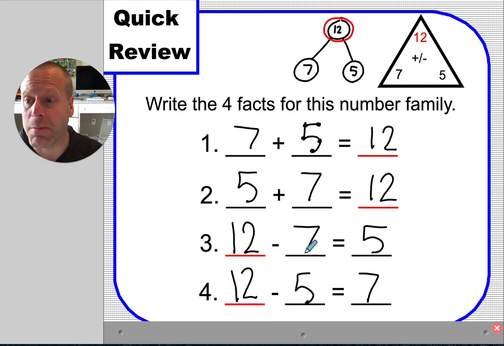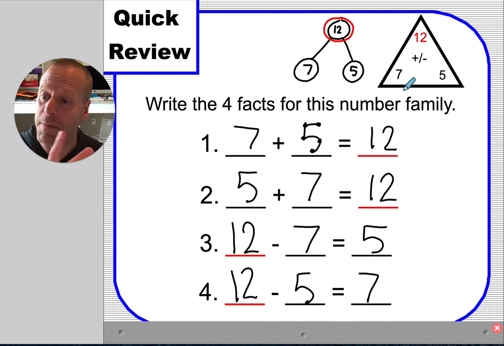This is a tough problem, right? 12 minus 7 is a really difficult problem, but it's not difficult if you know the family. It saves you a lot of time, a lot of bouncing on that number line or counting back on your fingers.